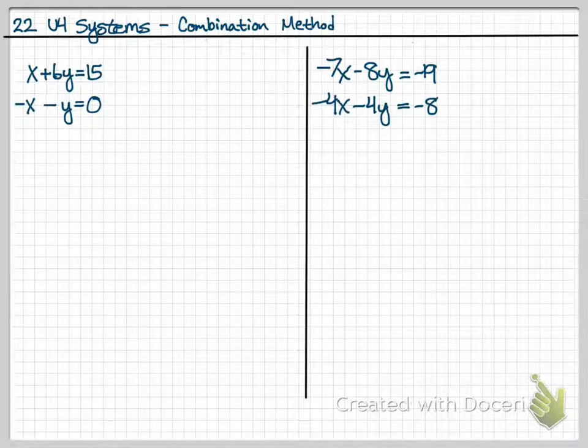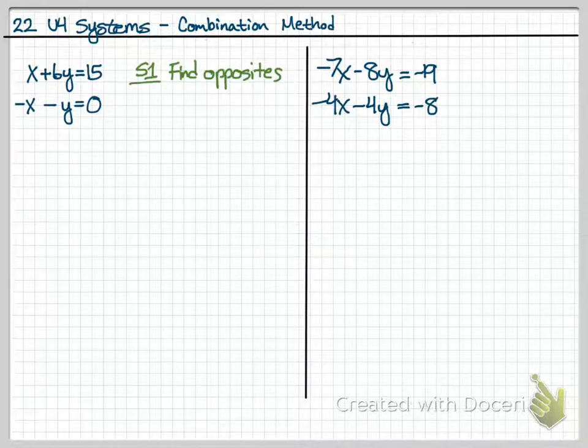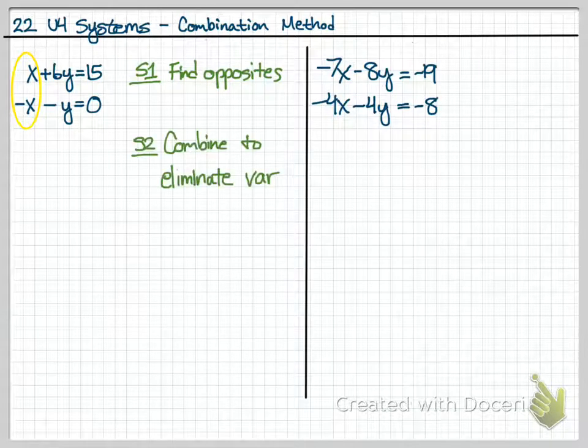Here we begin the study of the combination method with two linear functions. Okay, the first one on the left, let's take a look at what's there. Our first step is to find opposites, and in this one they are the x's. You have plus x and minus x, which are already opposites. That next step is to combine to eliminate that variable.